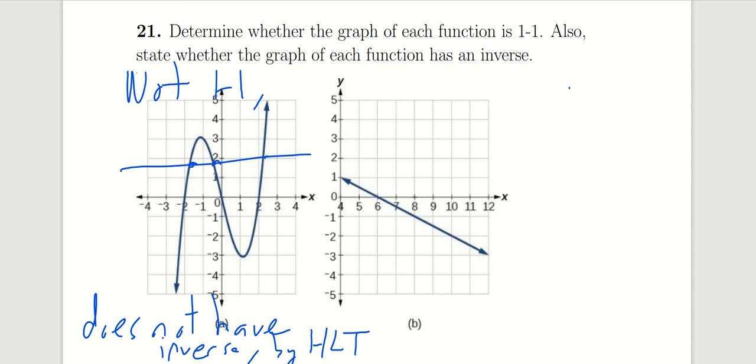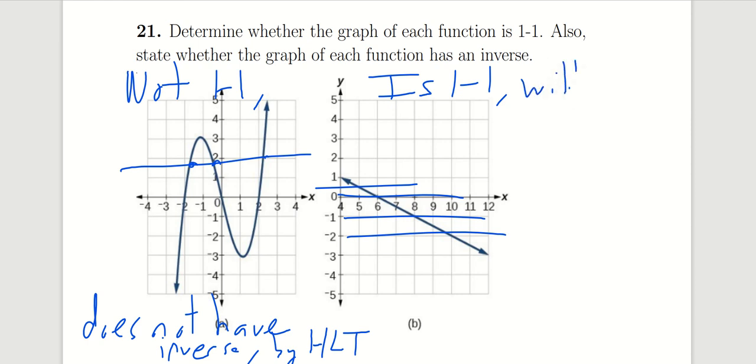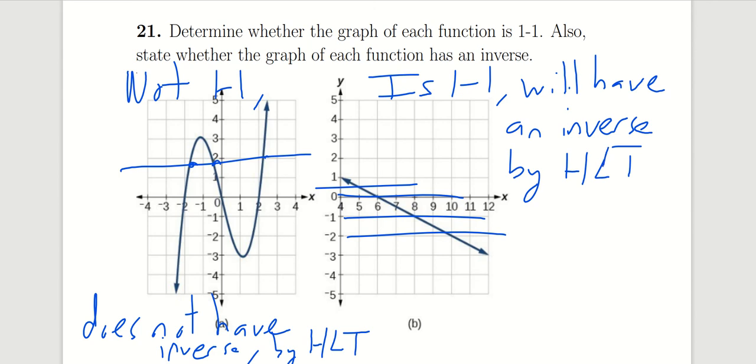If we look at the graph in part B, however, every horizontal line will intersect that graph in at most one point, and that means that this graph is 1-to-1. And because it is 1-to-1, it will have an inverse. And the reasoning is, again, by the horizontal line test.